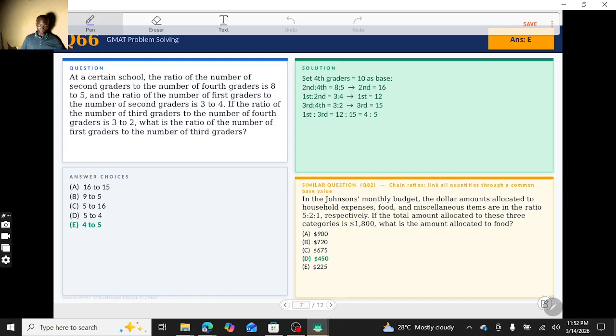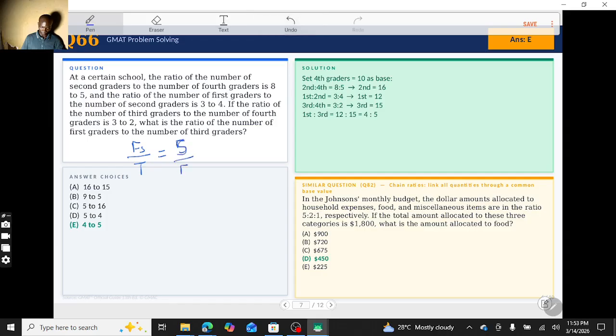The best thing here is to set up this as a proportion. And so trying to set up this as a proportion, you can find the one you are looking for. See what we are looking for. We are looking for the ratio of the first over third. First over third is what we are looking for. Ratio first is to third. And the first one here is second to fourth. Second to fourth.